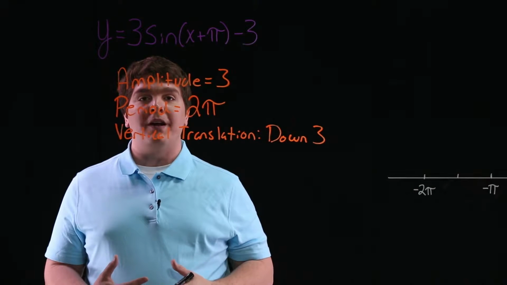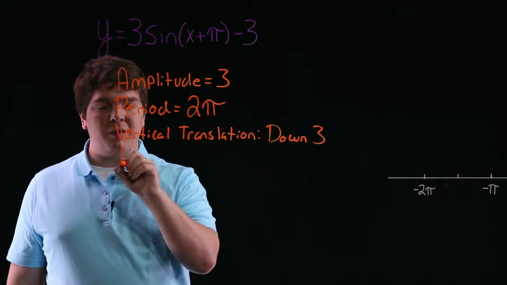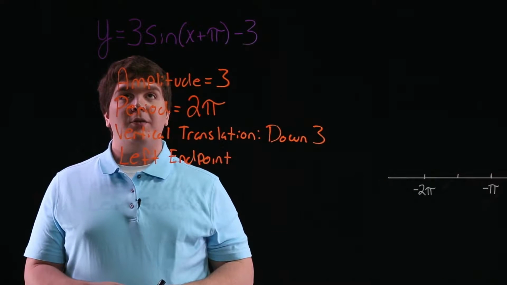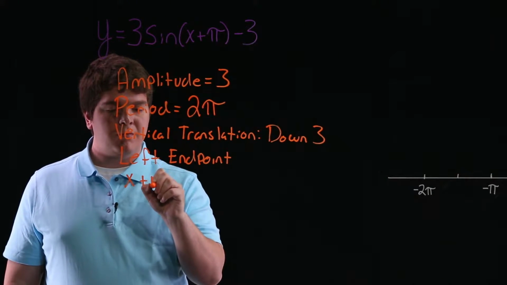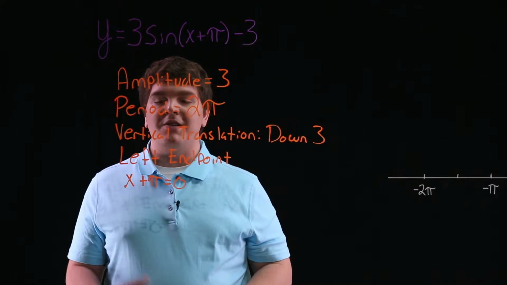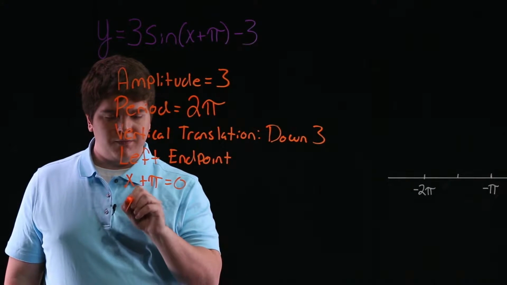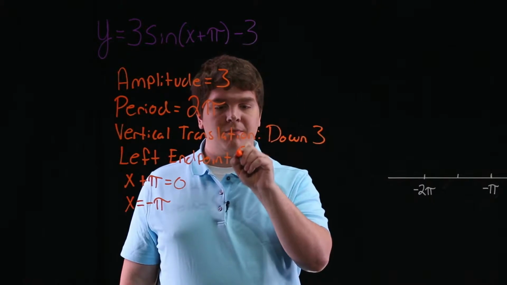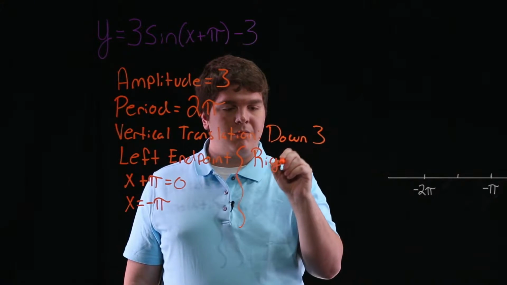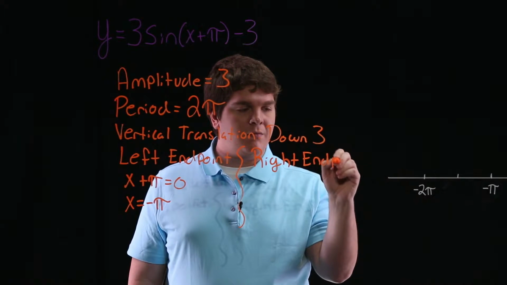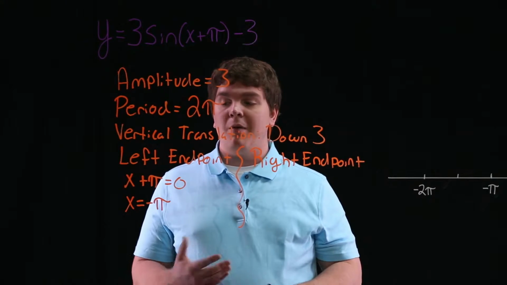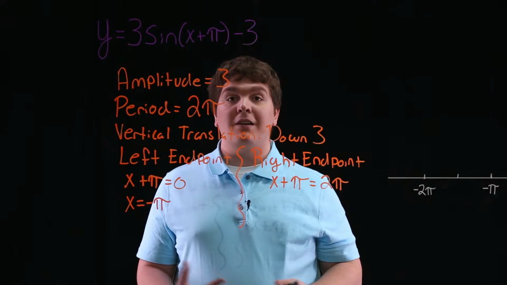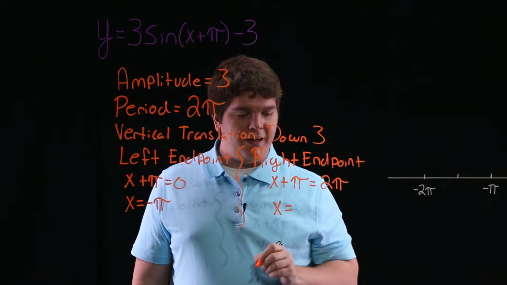Now we'll want to find the left and the right endpoints of our period. So to find the left endpoint, we'll solve the equation x plus pi equals 0. And we can solve this equation by subtracting pi from each side of the equation. And we can find our right endpoint by solving the equation x plus pi equals 2 pi. And again, we can solve for x by subtracting pi from both sides of the equation, obtaining x is equal to pi.